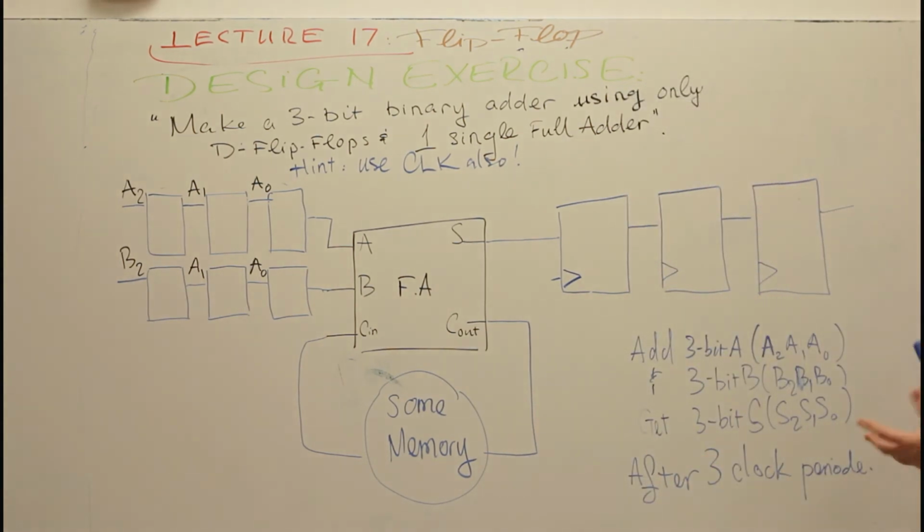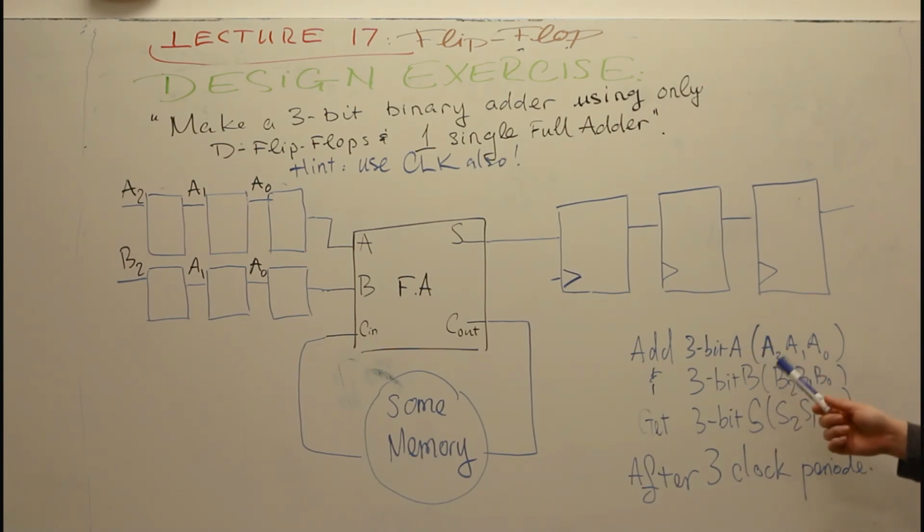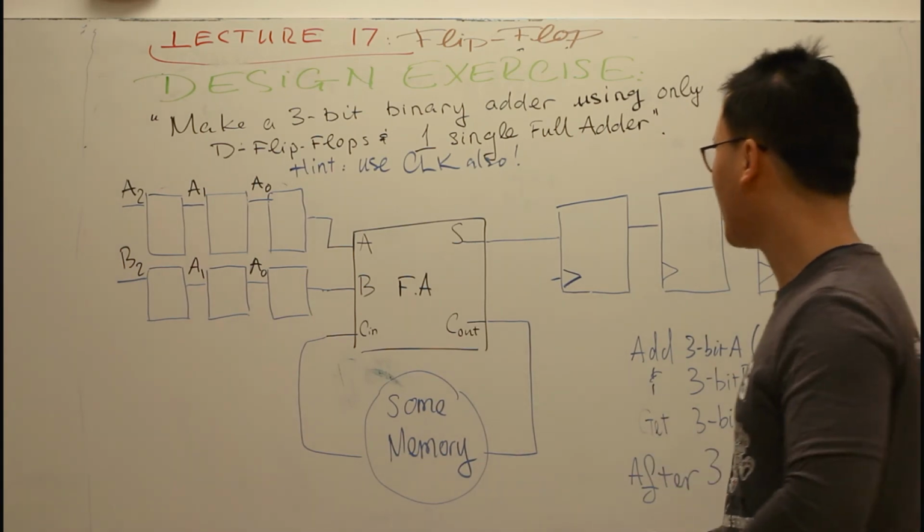So basically the requirement comes back to this: now we have to add a 3-bit A number and a 3-bit B number. For 3-bit A, I have A2, A1, A0. For 3-bit B, I have B2, B1, B0. We want to get a sum of S2, S1, S0 after 3 clock cycles, and I will explain why 3 clock cycles.